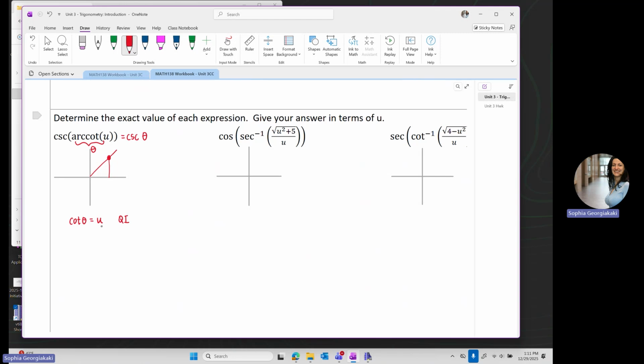The cotangent, that is u, or u divided by 1, will be x over y. So my y is 1 and my x is u. The radius from the Pythagorean theorem will be the square root of u squared plus 1 squared. And the cosecant of theta is r divided by y. So the answer will be the square root of u squared plus 1 divided by y, which is 1. So the answer to this question will be the square root of u squared plus 1.